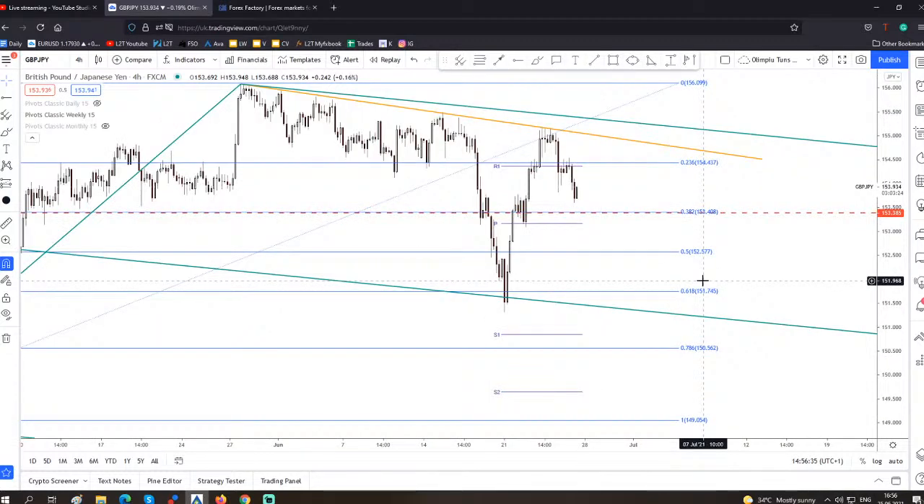Also, I've told you that maybe the yen will depreciate if the Japanese stock index will jump higher. So I'm waiting for confirmation there as well.